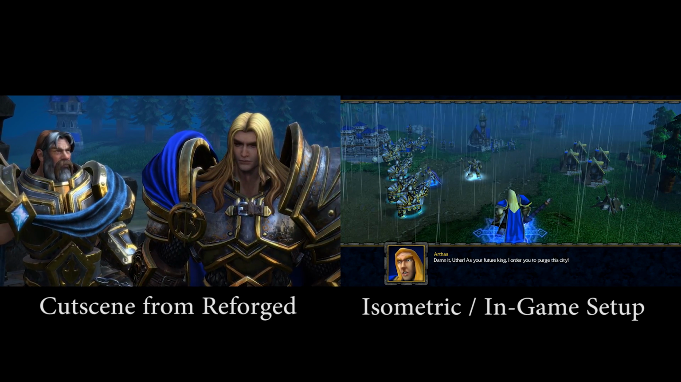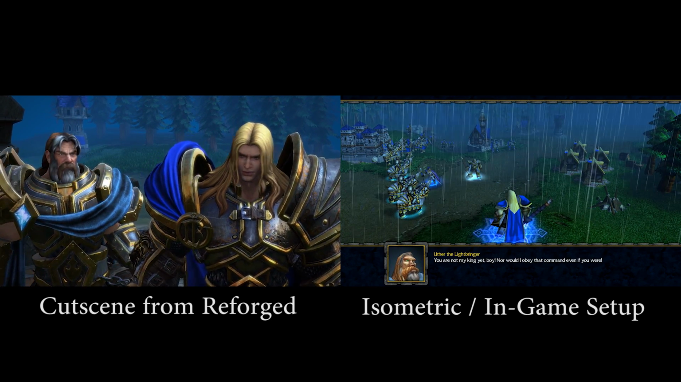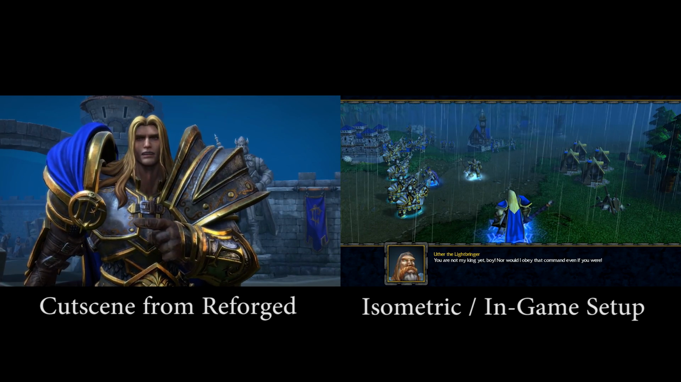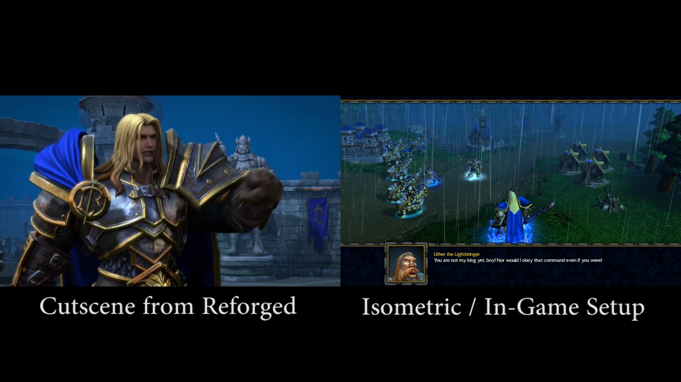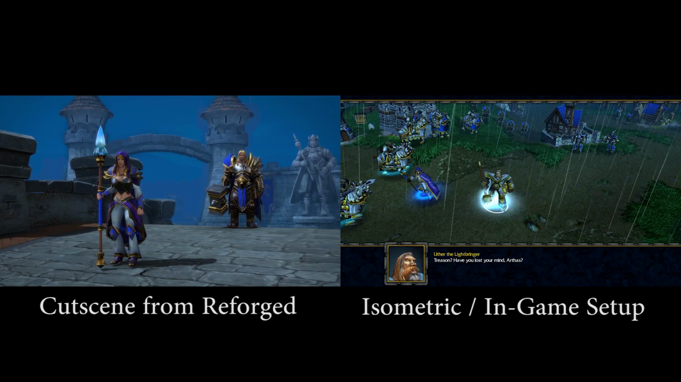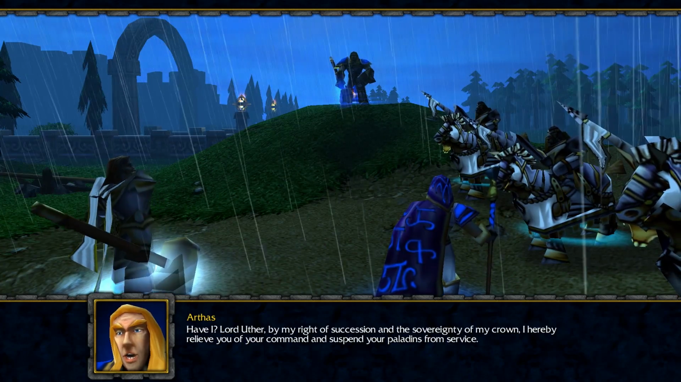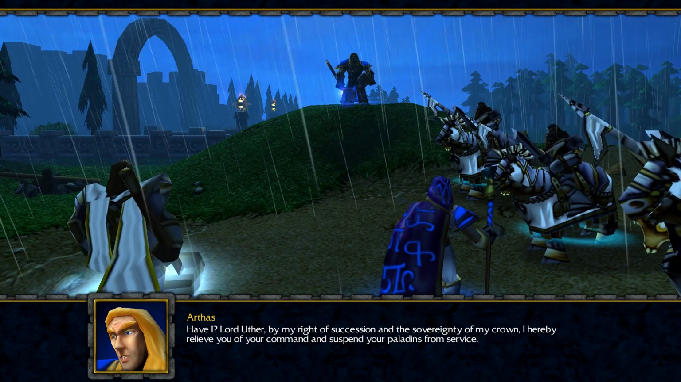This cutscene is much grittier, it's much darker. The isometric setup is by its nature much more lighthearted because that's just how Warcraft 3 looks. If you took this in-game setup and simply applied it to the Reforged edition, it would probably come across the exact same way. But that's not how the developers approached it, so the cutscene ends up feeling a lot more serious than it did in the original game.